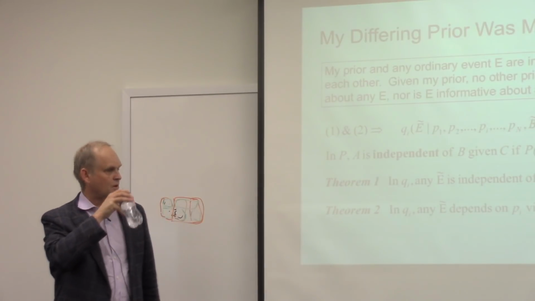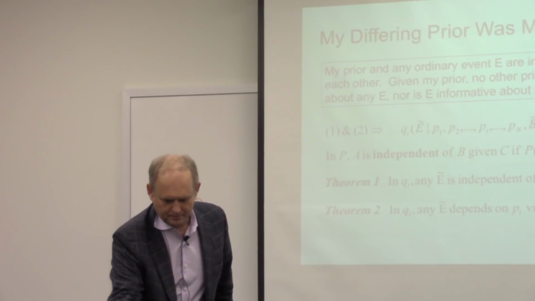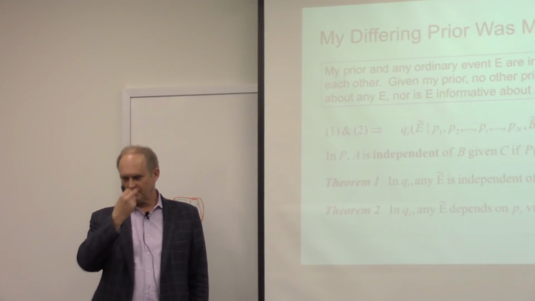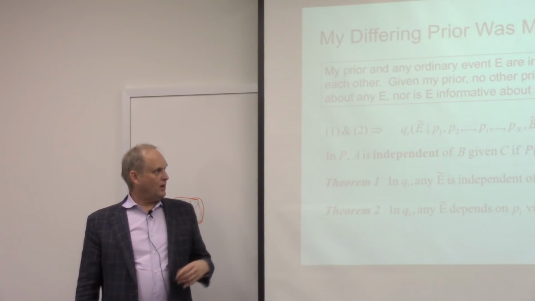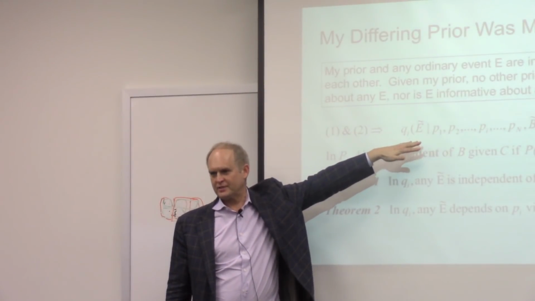So here's another possibility I could imagine. What if I think that my prior is independent of actual events, but I think your prior is anti-correlated with actual events? Would that be a counterexample to this theorem, or is it actually okay with this theorem? If you are not satisfying this equation, if that's true, okay.